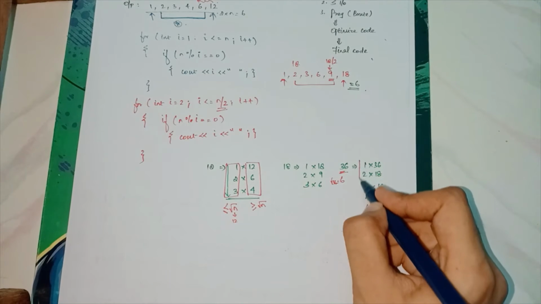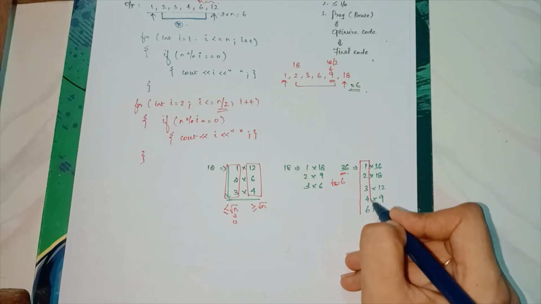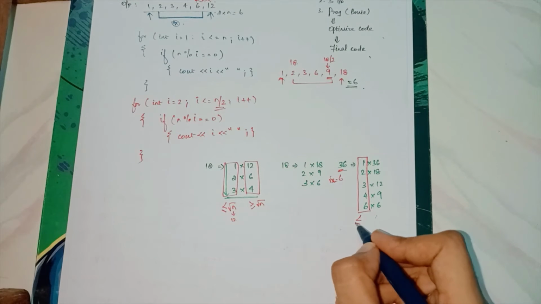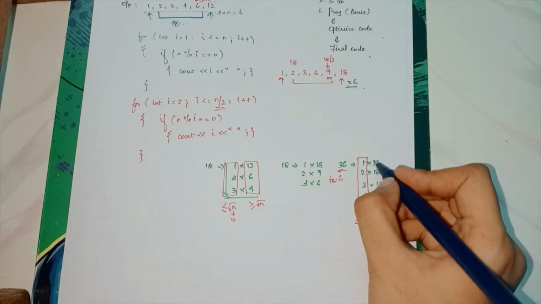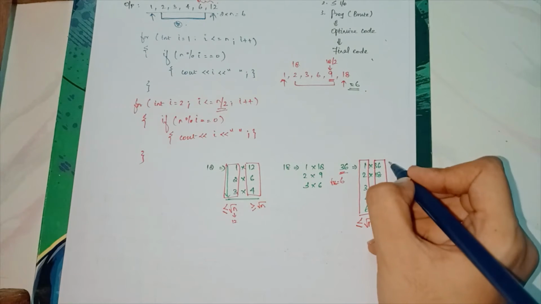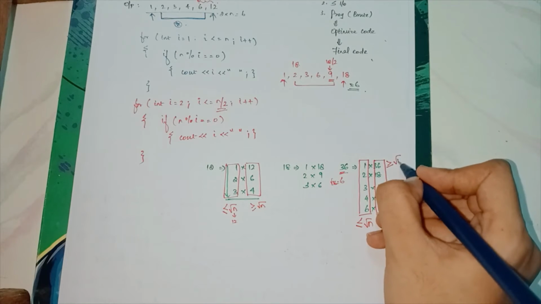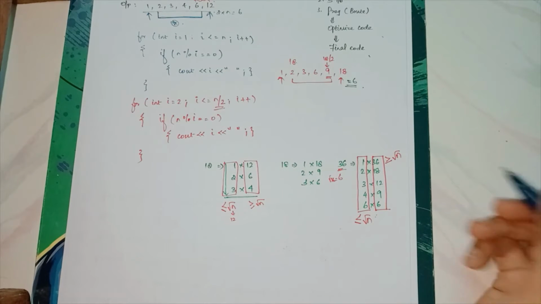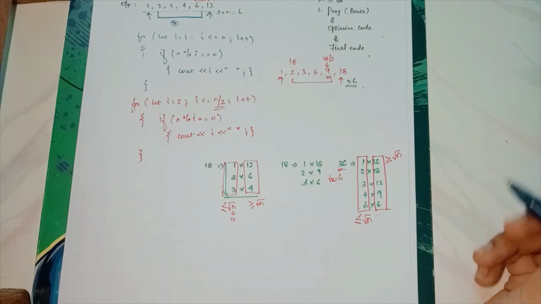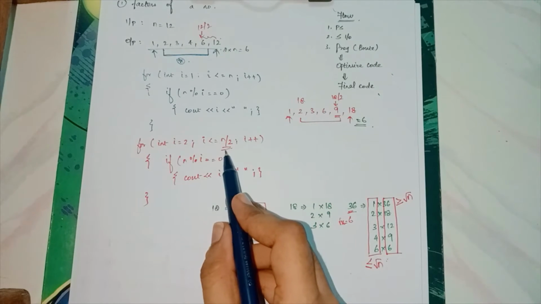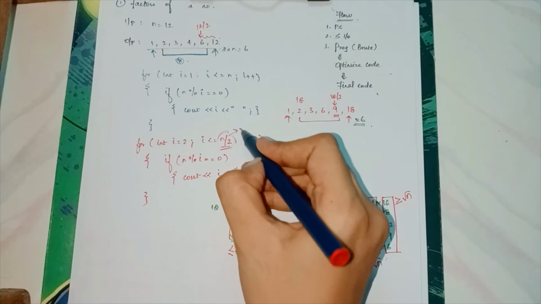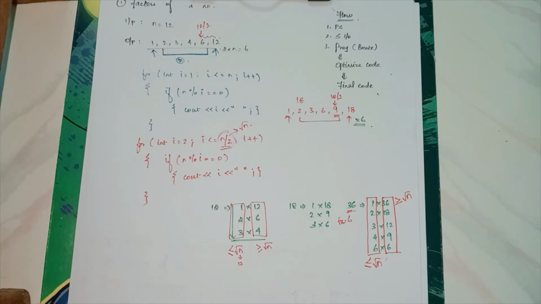So what I'm coming to tell you is that all the numbers on the left-hand side of the multiplication will always be less than or equal to root n, and all the numbers towards the right of the multiplication symbol are always going to be greater than or equal to root n. We are going to make use of this fact and proceed. So rather than going up to n by 2, I can reduce this to root n.